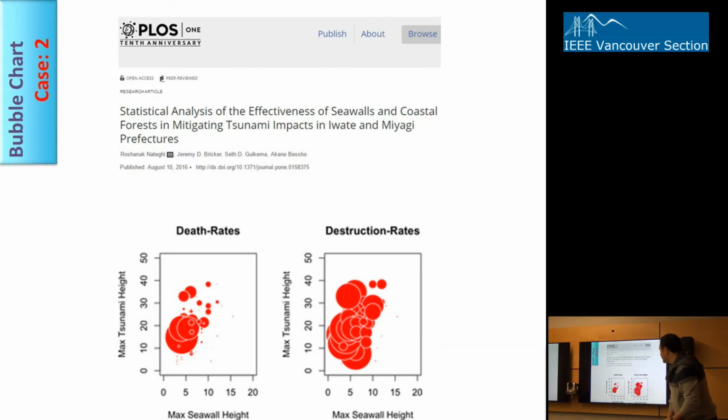Oh my God. Okay, so here's the height, and the maximum seawall height and tsunami height, and the circle is the destruction rate. So the width of the circle, or the size of the circle, is the destruction rate. The size of the circle here is the death rate, right? So that's like 3D, but in a nice way. The third D is the size of the bubble, which is a nice idea.